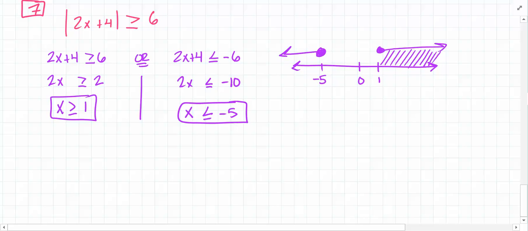So ors never meet in the middle. Yeah, exactly, right? Because can you think of a number that is less than negative 5 and at the same time bigger than 1? No. So and statements aren't going to work in this case, right? But an or statement will, because you get to pick. Well, I can give you one that's less than negative 5, or I can give you one that's bigger than 1, but I can't give you one in between.